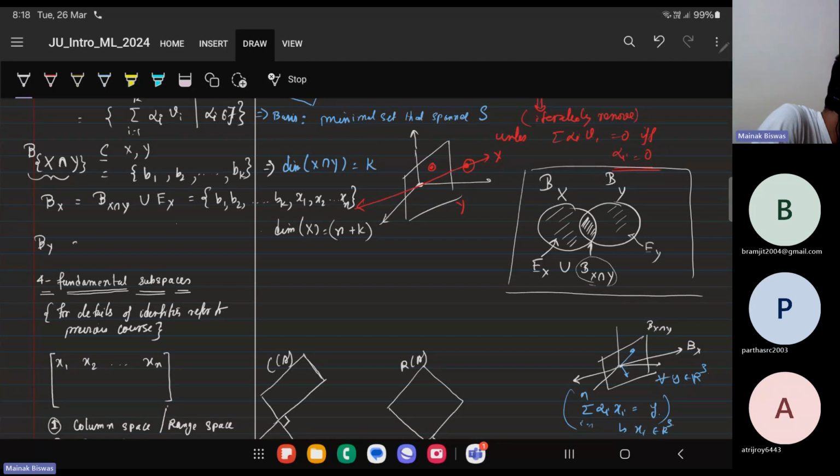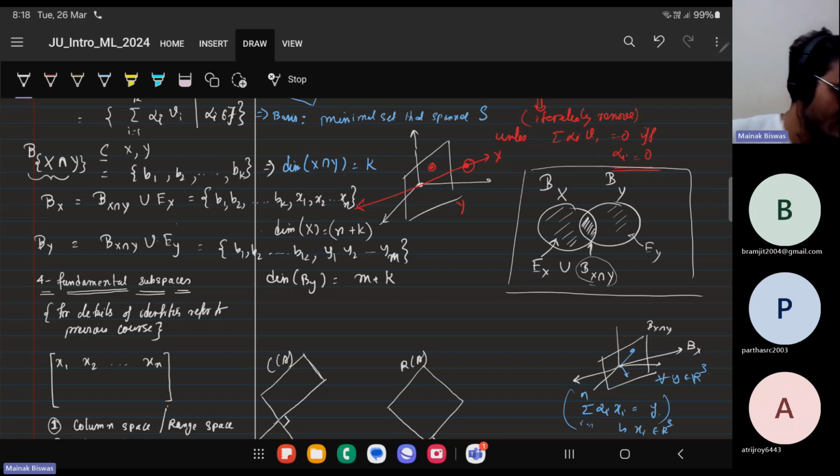So similarly, I will write BY as the union of B of X intersection Y plus EY. Clear? So let's rewrite it as Ym. So the dimension of BY will be m plus k, right? Yes or no?